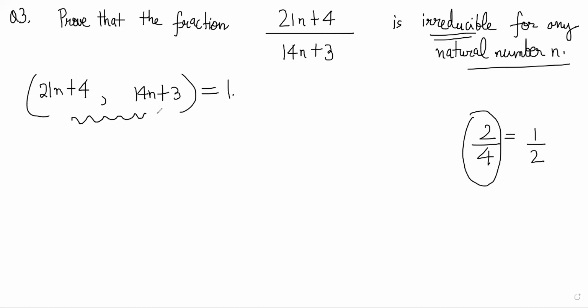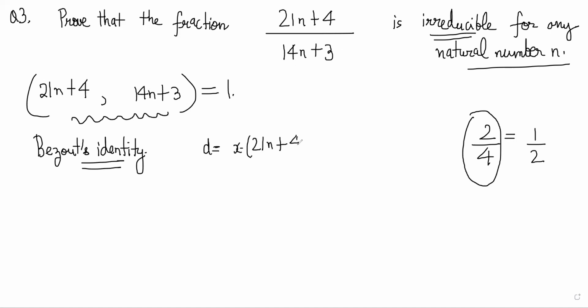So this is like the Bezout identity. If their GCD was D, you could have proved that D should be equal to some x times (21n plus 4) plus some y times (14n plus 3). In this case, D is 1, so you have to show this.